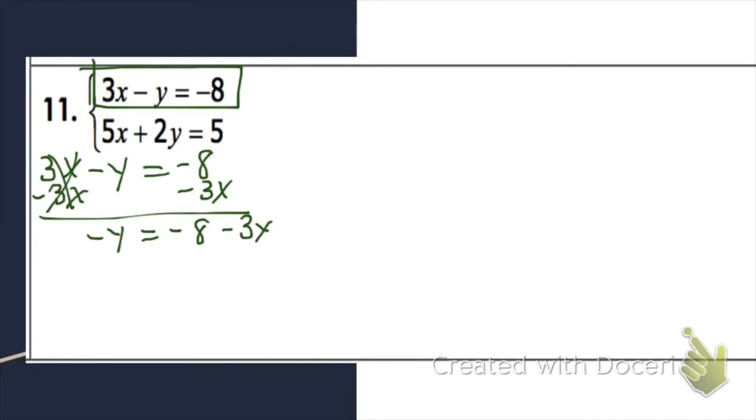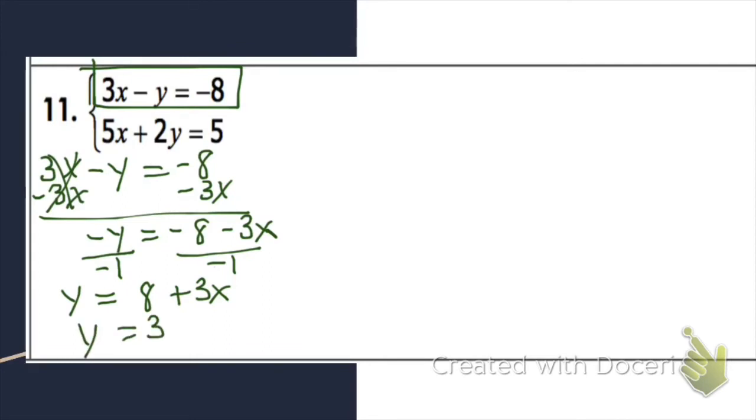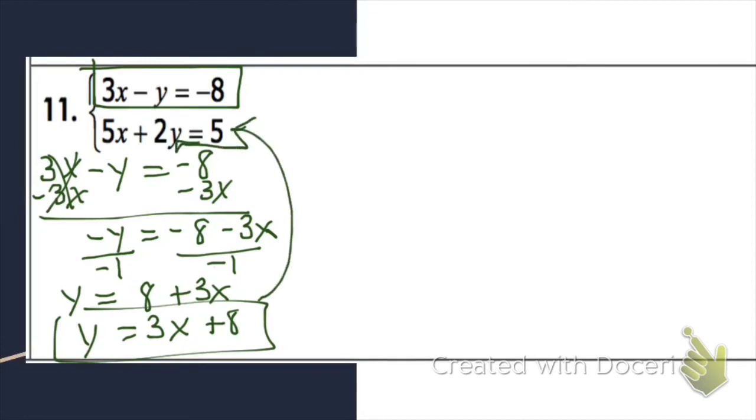We cannot have a negative for our y value, so in order to get rid of that negative sign, I'm going to divide by negative 1, and I'm left with a positive y equals negative 8 divided by negative 1, which is a positive 8, and negative 3x divided by negative 1 is a plus 3x. I'm going to rewrite that because I like having my variables first, as y equals 3x plus 8. Okay, now that I have my y value, I'm going to substitute it into the second equation.